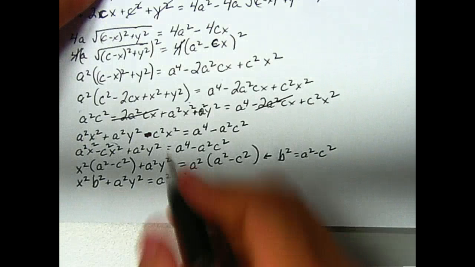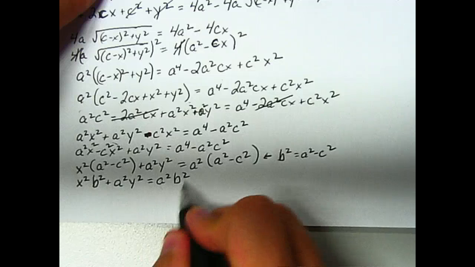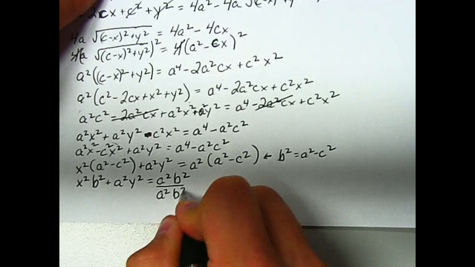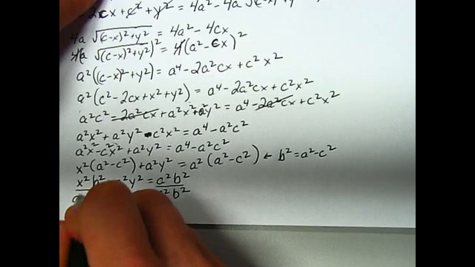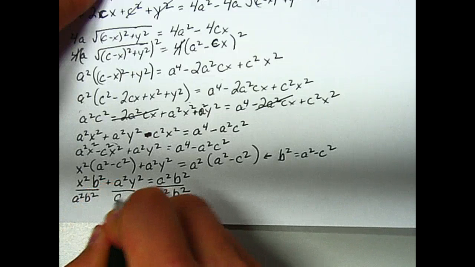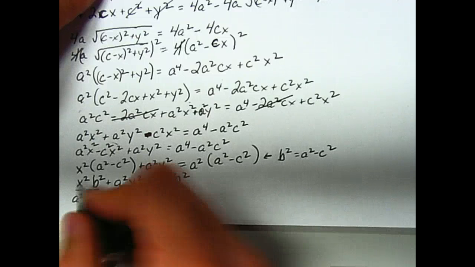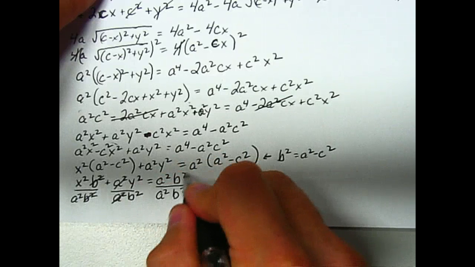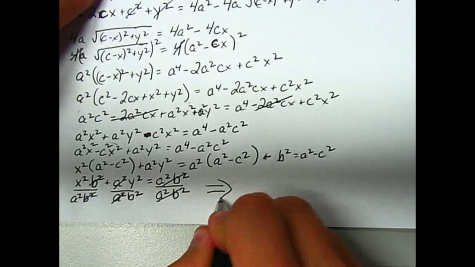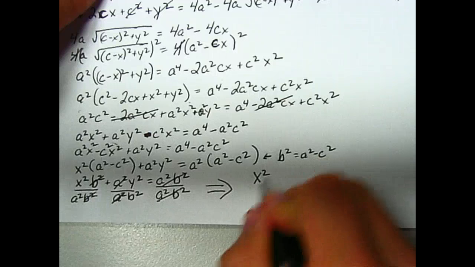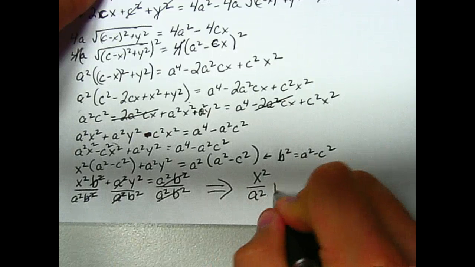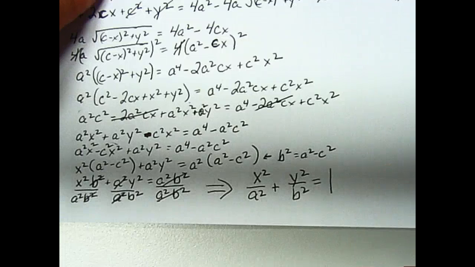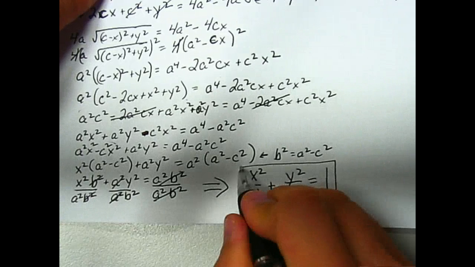And now we're almost home. All I'm left to do now is to get 1 on this side of the equation, so I'm going to divide everything by a squared b squared, and looky here, my b squares cancel out, my a squares cancel out, and on this side I'm going to get 1. So my grand finale here is that I end up with x squared over a squared plus y squared over b squared is equal to 1, which is our formula for an ellipse.